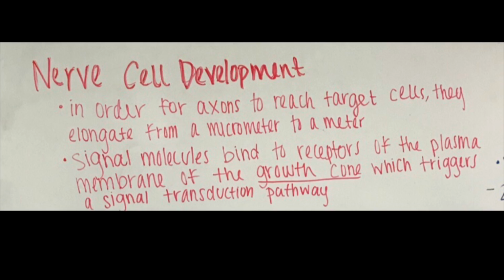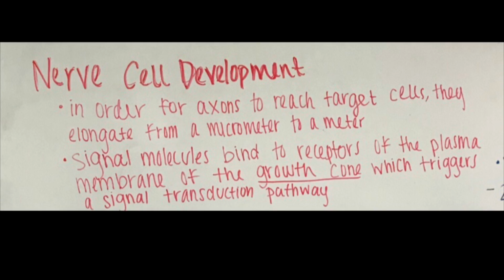Nerve cell development. During nerve cell development, the nerves reach their target cells by axons elongating. They can elongate from a few micrometers to a meter or even further. These axons do not move in a straight line, but molecular signposts help direct them.